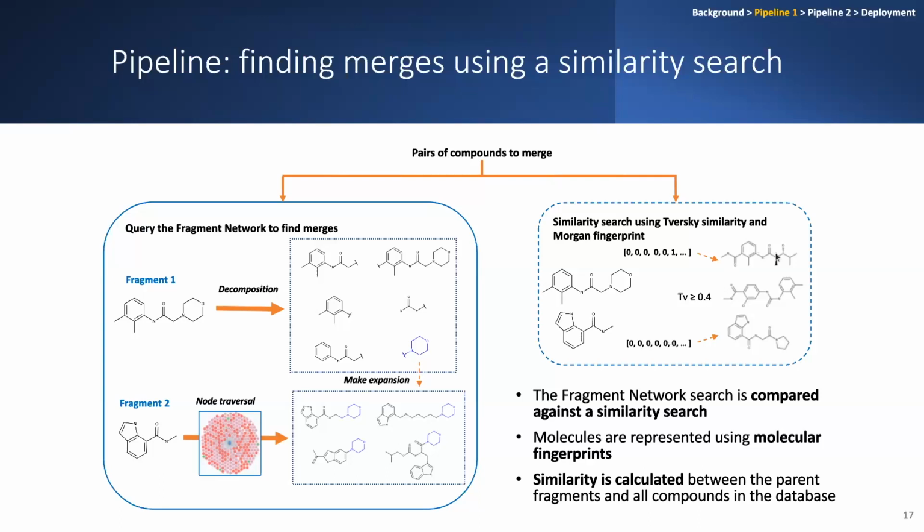So what we do is we represent all the compounds in the database with these vectors, and then we calculate similarity of the fragments to all of the compounds in the database, and we pull out things that have a similarity above a certain threshold to both of the original fragments, thus hopefully representing what would be fragment merges.